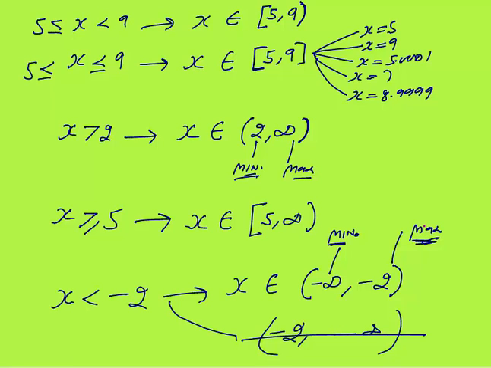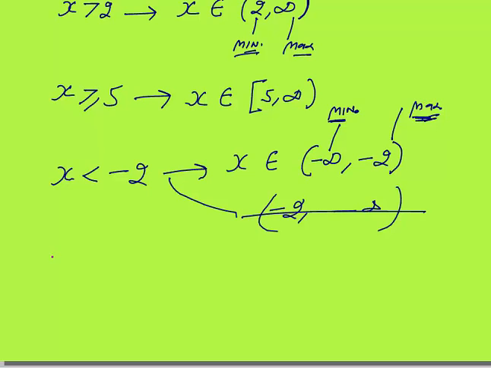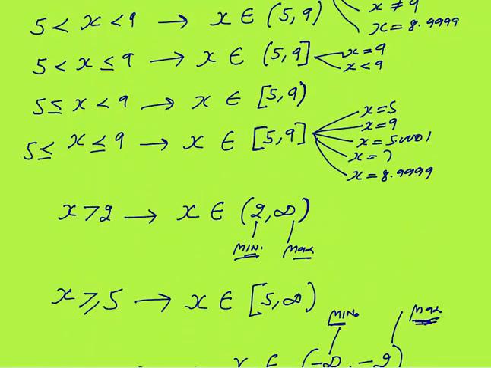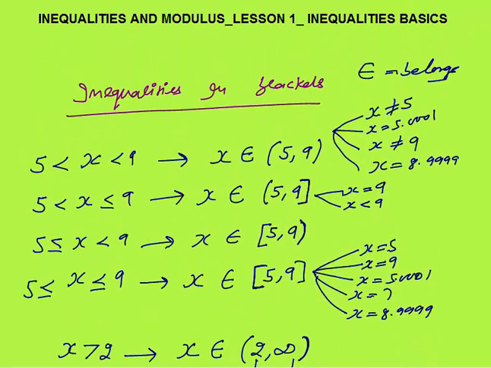What if I want to represent x less than or equal to minus 4? I will simply say that x belongs to minus infinity to minus 4, with a square bracket, because minus 4 can also come. This is less than or equal to minus 4. So this is again the maximum value. The second number is the maximum value. The first number in the bracket is the minimum. Minimum value can be minus infinity. So that is how we represent inequalities in brackets.